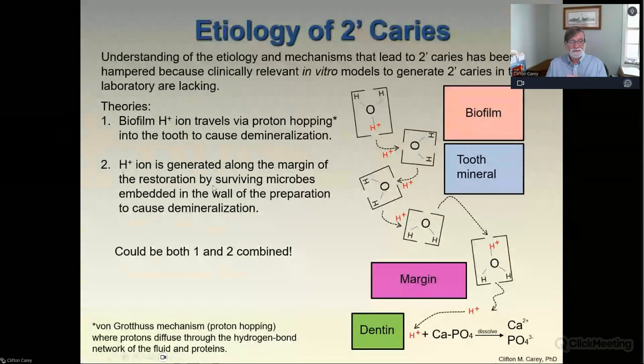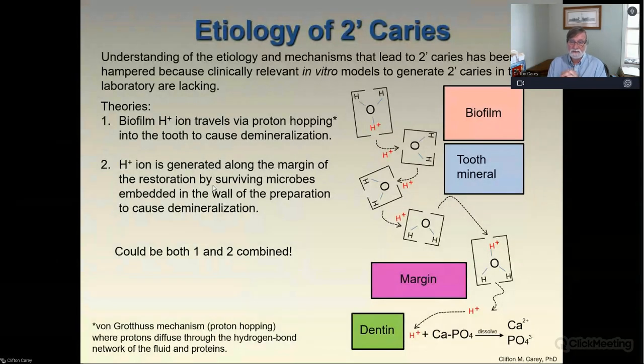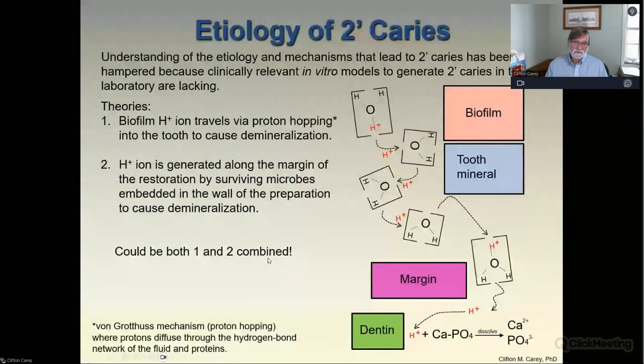Or two is a hydrogen ion is generated along the margin of the restoration by surviving microbes that were embedded into the wall when you made the preparation. And those bacteria were sealed into place, yes, but they don't necessarily die. They go into stasis until their environment changes, and then they can start metabolizing again if food comes around. It takes time, and well, we know secondary caries do take time. So is it one or the other, or maybe, honestly, probably both? So those are the two theories of mechanisms.